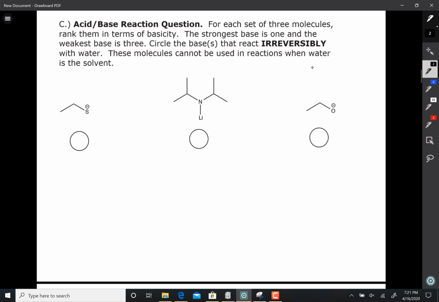Acid-base reactions. For each of the three molecules, rank them in terms of basicity. The strongest base is 1 and the weakest base is 3. Okay, so let's take a look at these molecules.